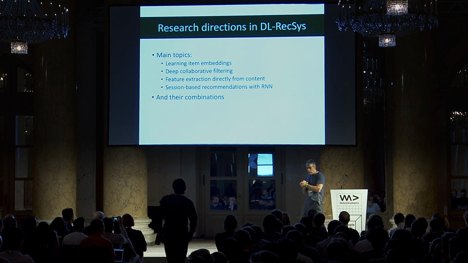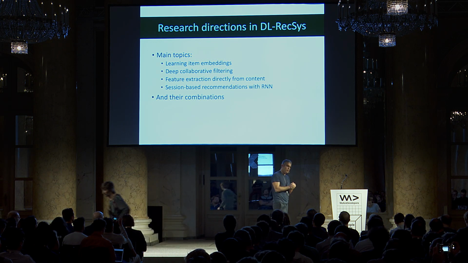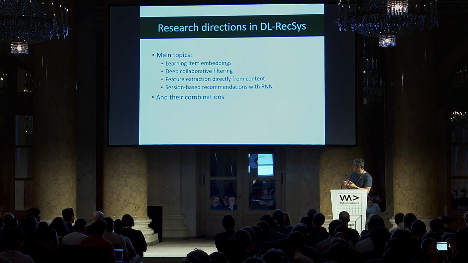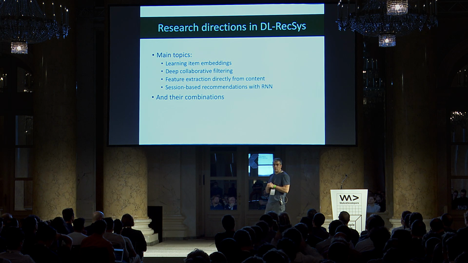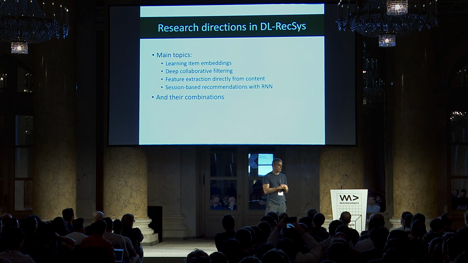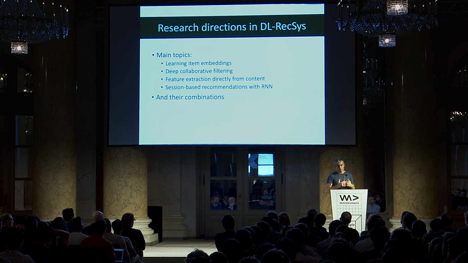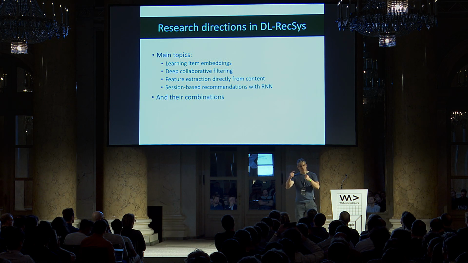One is learning item embeddings, and this is actually related to the area of natural language processing, where word embeddings have been very, very popular. The second one is using deep learning techniques for building collaborative filtering algorithms, so using these techniques directly applied on the user-item interaction data.